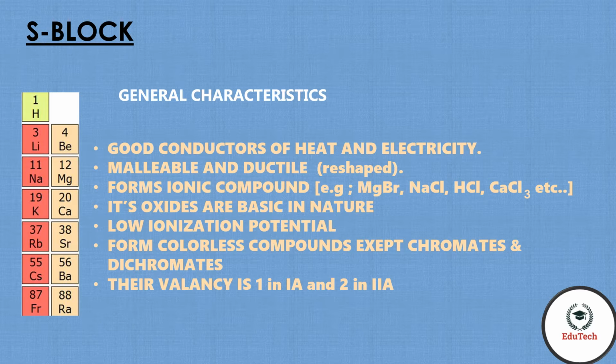They have low ionization potential. They form colorless compounds except chromates and dichromates. Their valency is 1 if in group 1A and valency is 2 in group 2A. That is, alkali metals have valency 1 and alkaline earth metals have valency 2.